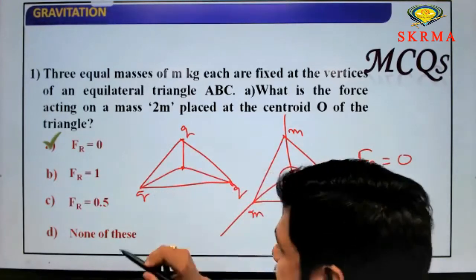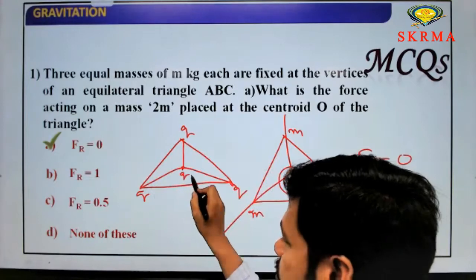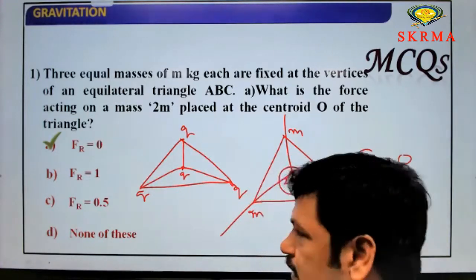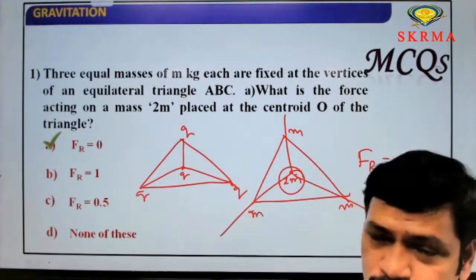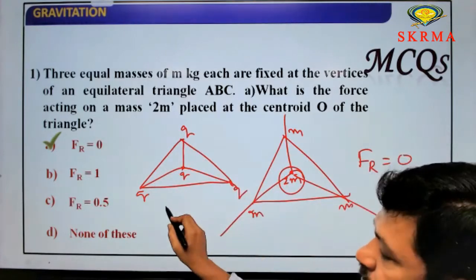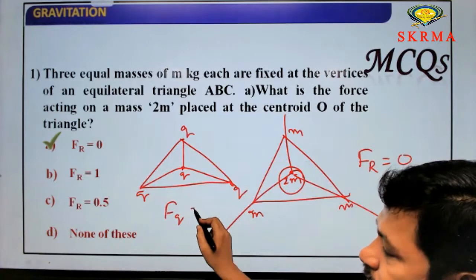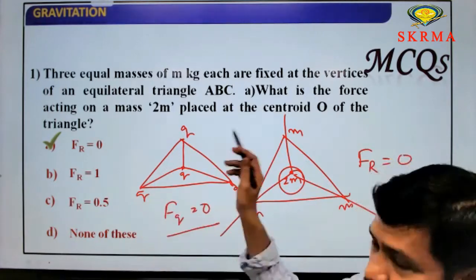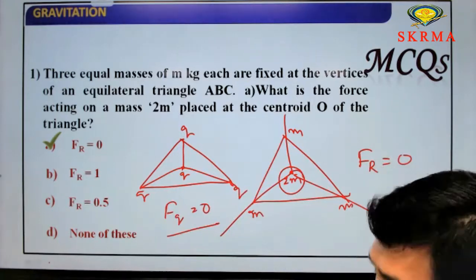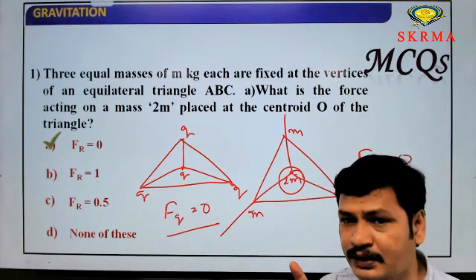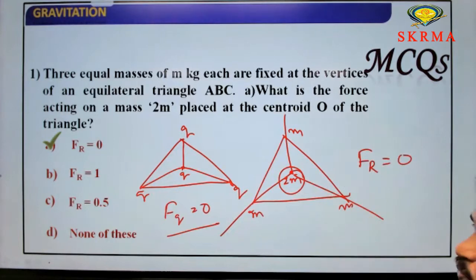Suppose in your NCERT textbook there is a question where a charge Q is placed at the center and three charges are placed at the vertices of the triangle. What is the net electrostatic force in this case? The net electrostatic force at the centroid is also 0. These two are similar. How can we solve this problem? In any symmetrical closed path, remember, because this is an equilateral triangle.